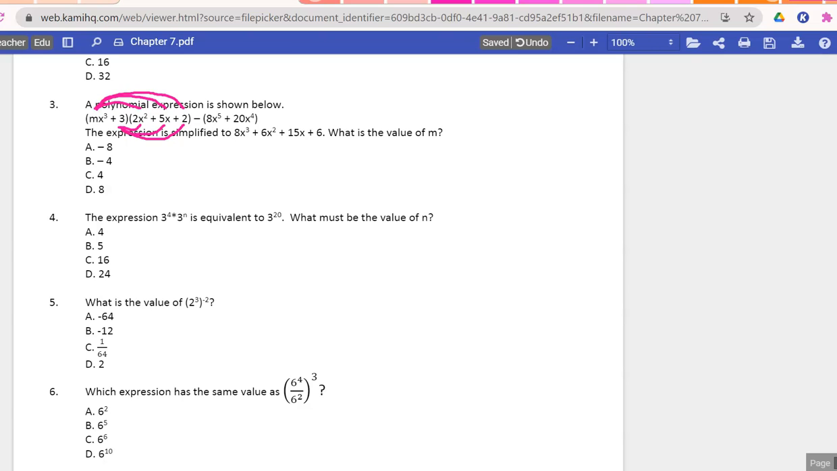When you do that, mx to the third times 2x squared would give you 2mx to the fifth. Remember that when you're multiplying these things together, you are adding the exponents. So 2mx to the fifth plus 5mx to the fourth, plus 2mx to the third. So that's what you get when you multiply all those things inside your parentheses by the mx to the third.